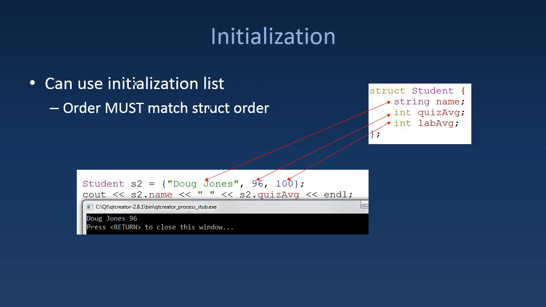Kind of like initializing an array, you can initialize a struct with values. You have to list them in the order that they appear in the struct, so I have to have name, quiz average, lab average. If I don't have something specified, from then on becomes zeros. But so you can see I make S2 and print it out, and it's got the right information.